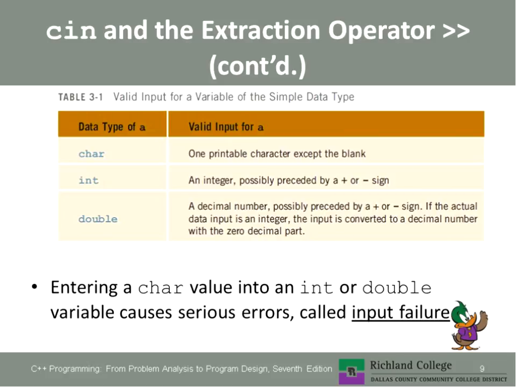An integer, how do we read that? We read that by either reading the unary operator if we have it. So you can have a preceding plus or minus sign, and then the number, ignoring the leading space and the trailing space. A double is a floating point value, so in that case you still have to look at the leading unary sign, either positive or negative value. If the input is an integer, then the input is converted to a decimal number with the 0 parts.